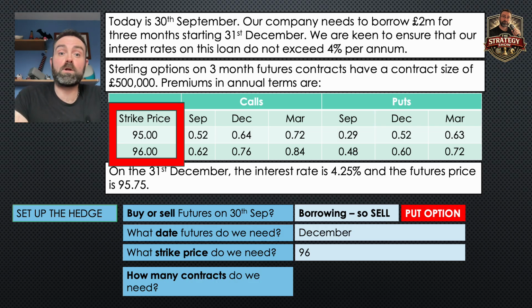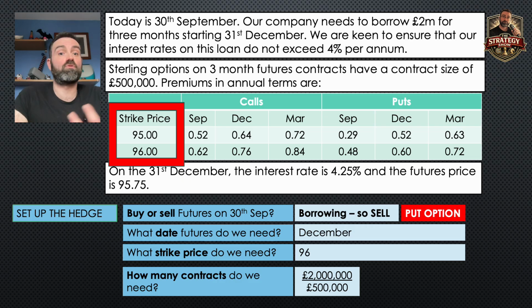So to find the total number of contracts we need, we take the loan that we're trying to hedge of £2 million and we divide it by the size of each futures contract of 500,000. So that gives us 4 contracts. Now remember, our loan will only run in this scenario. We're only going to take the loan out for 3 months. So those 4 contracts will cover the whole value of the £2 million loan, and it will last for the full 3 months of the loan's term.